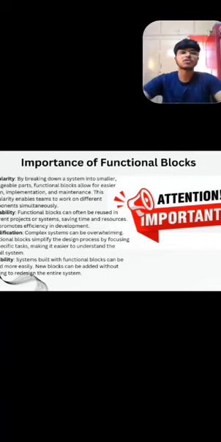Importance of function blocks. By breaking down a system into smaller manageable parts, function blocks allow for easier design, implementation, and maintenance. Reusability: function blocks can often be reused in different projects or systems, saving time and resources. Simplification: complex systems can be overwhelming. Function blocks simplify the design process by focusing on specific tasks, making it easy to understand the overall system. Scalability: systems built with function blocks can be scaled more easily.